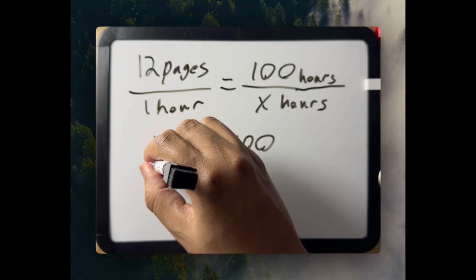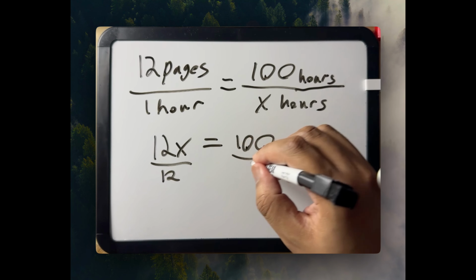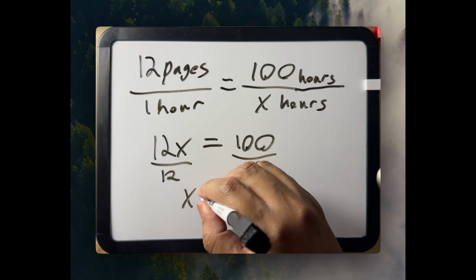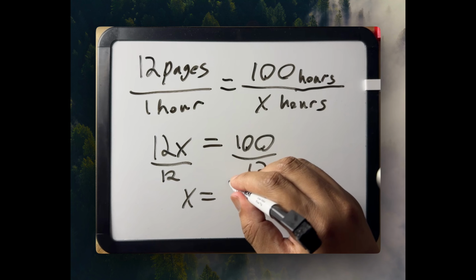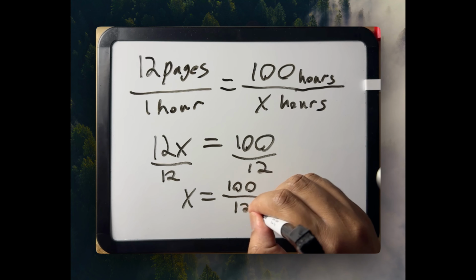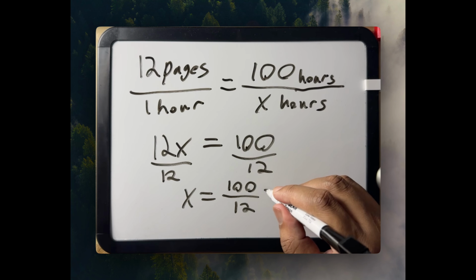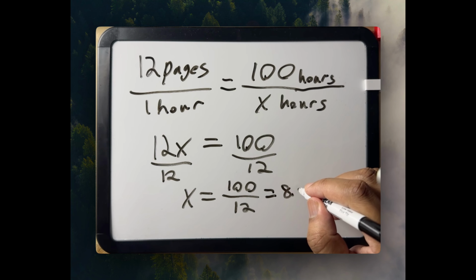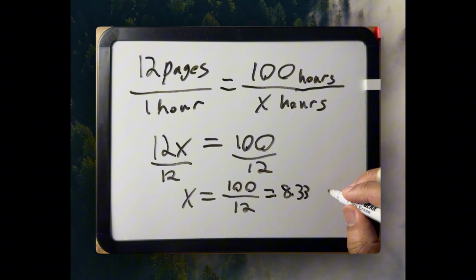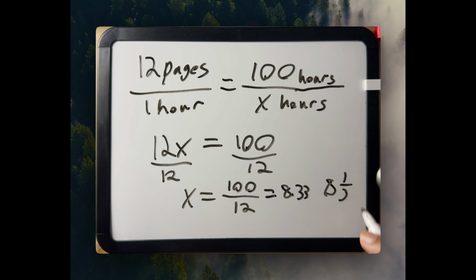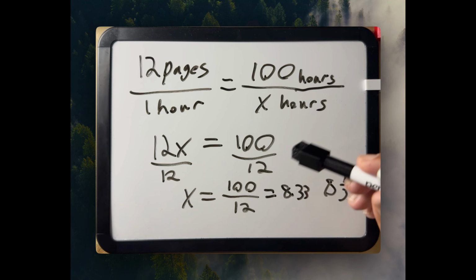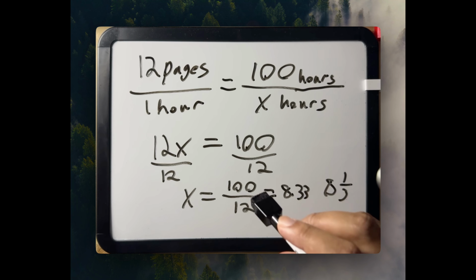Now we isolate x by dividing by 12 on both sides to get x equals 100 over 12, which we must now simplify. 100 divided by 12 equals 8.33, or in fractional terms, 8 1/3. An hour is 60 minutes. So 1/3 of that is 20 minutes. So 8 1/3 hours is 8 hours and 20 minutes.